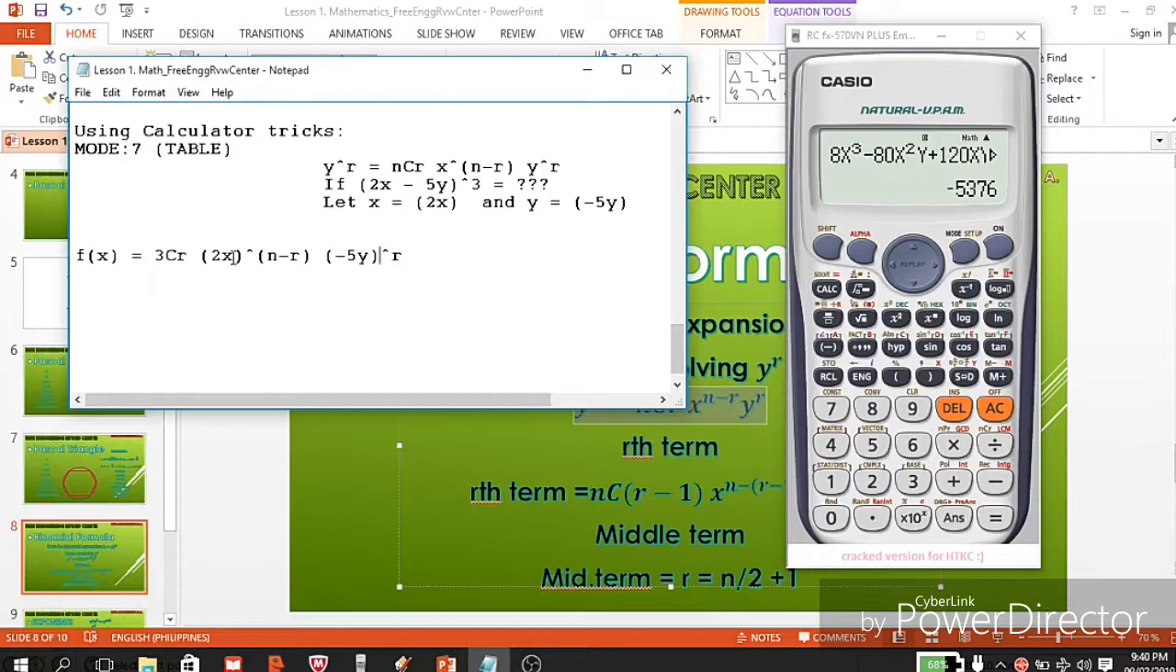So now I'm going to assume that x and y equal 1. We just need to make this x and y negligible, so we need to delete that one and delete this one if they are equal to 1. So what we have now is 3Cr, 2 raised to the power of n minus r, where n is 3 from the expansion here. So we have 3Cr, 2 raised to the power of 3 minus r, negative 5 raised to the power r. So this x will be in function of r. Therefore x equals r.